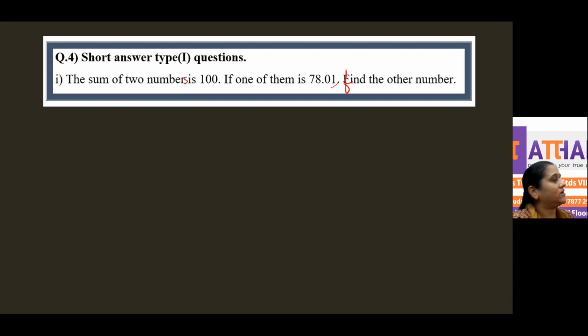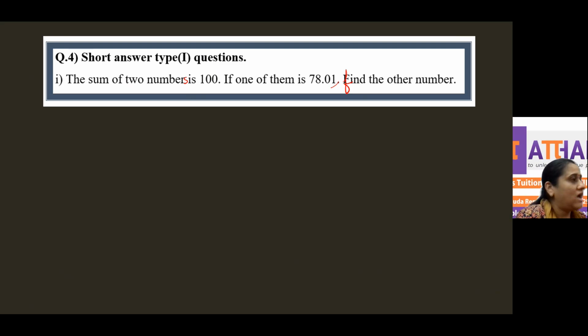Now, supposing I say, the sum of two numbers is 10. If one number is 2, what is the other number? 8. How did you get that answer? 10 minus 2, 8. The sum of two numbers is 15. If one number is 3, what is the other number? 12. How did you get that? 15 minus 3, 12. That's what you'll have to do here also.